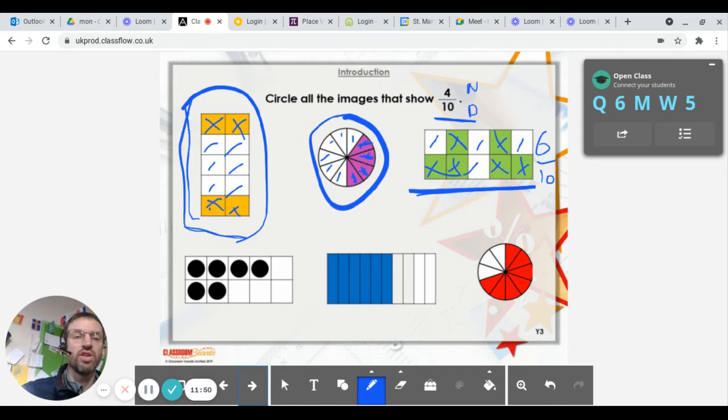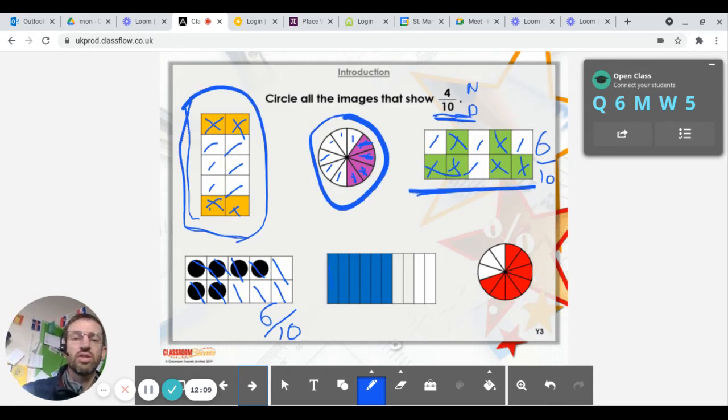And so on. We've got 1, 2, 3, 4, 5, 6, 7, 8, 9, 10 squares, and 6 have got dots in, so that is going to be 6/10. It's not going to be circled because I'm looking for 4/10.